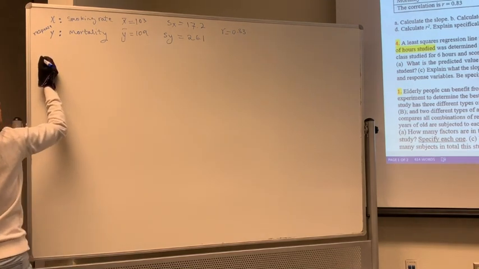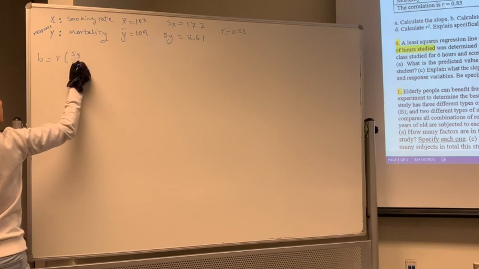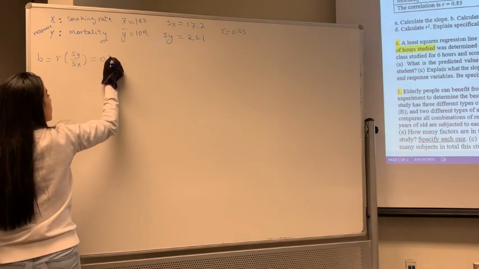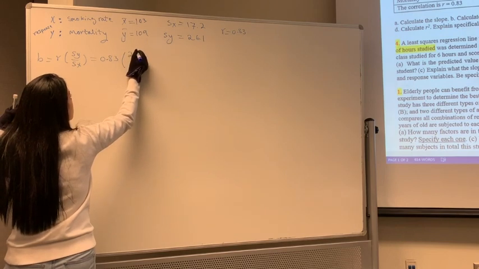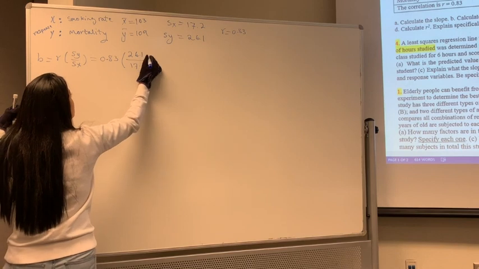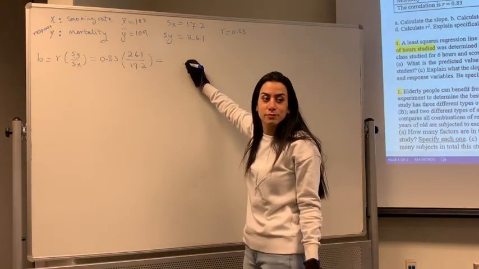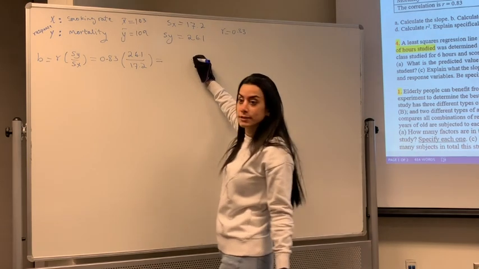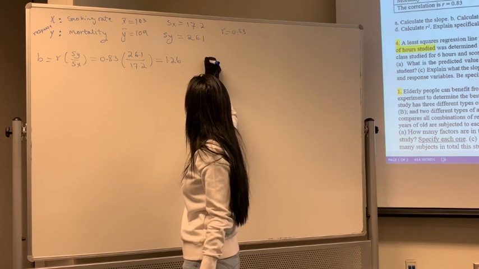And then calculate the slope. Slope is R multiplied by SY divided by SX, equal to 0.83 multiplied by 26.1 divided by 0.2. So what is the final answer for slope? 1.26. This is the slope.